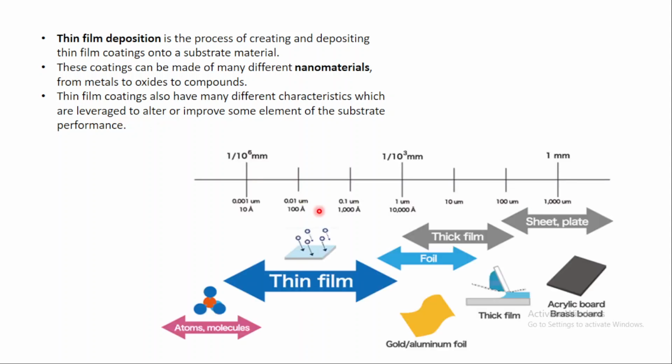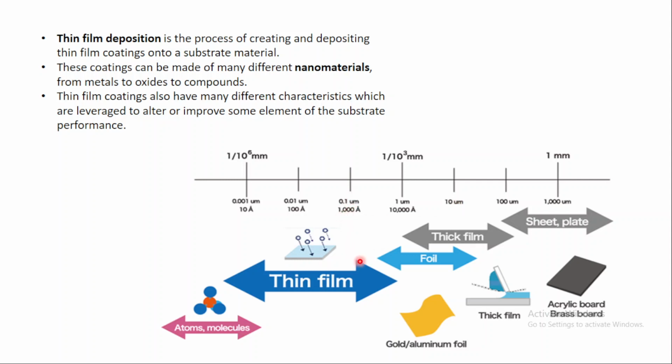If you look at the size scale of thin film coating, 1 millimeter is the size of a sheet or a plate, an acrylic board or a brass board, or a few sheets of paper. Thick film comes under the range of 100 micrometers to 1 micrometer, or 1 by 10 power 3 millimeter. This is a thick film. Gold and aluminium foils, which we think are very thin, fall in the range of 10 micrometers to 0.1 micrometers, 1000 angstrom.